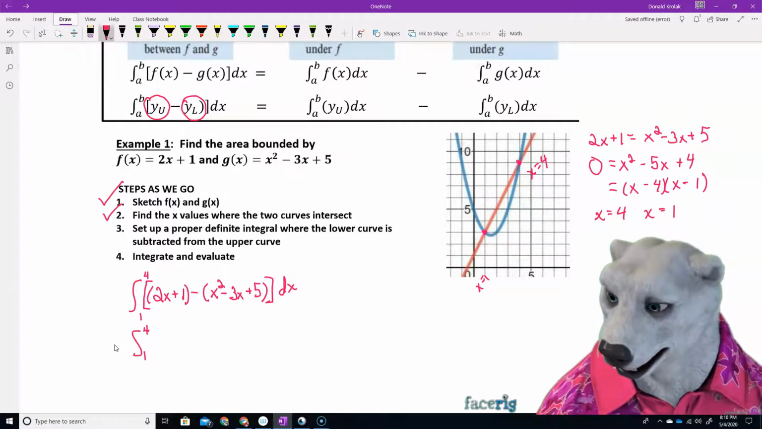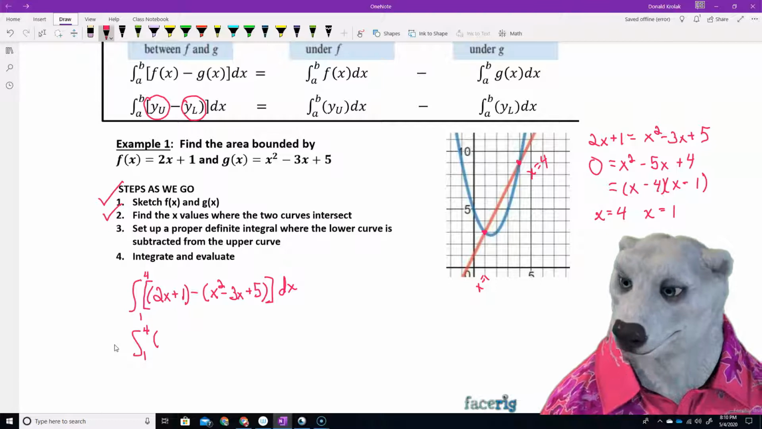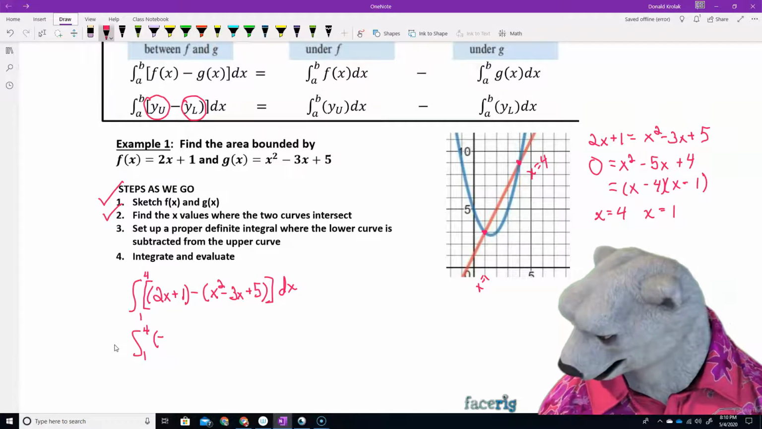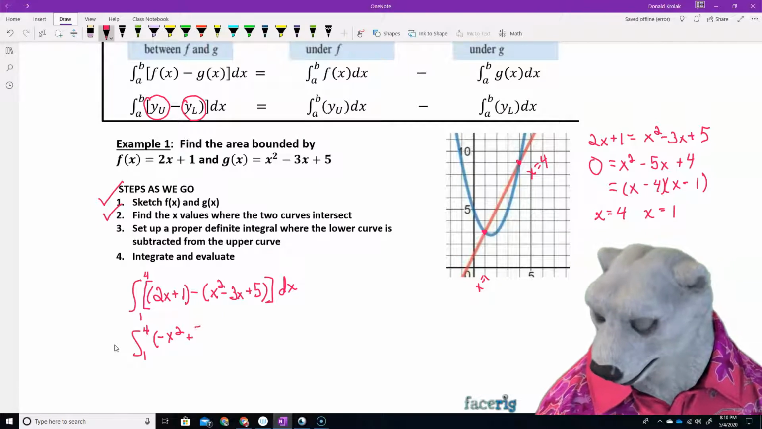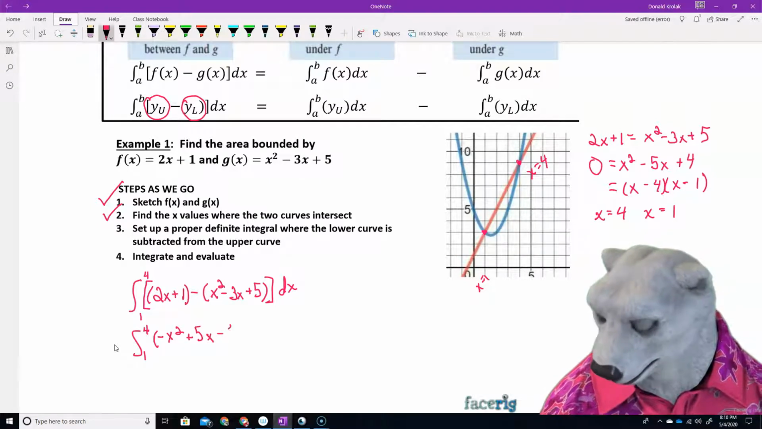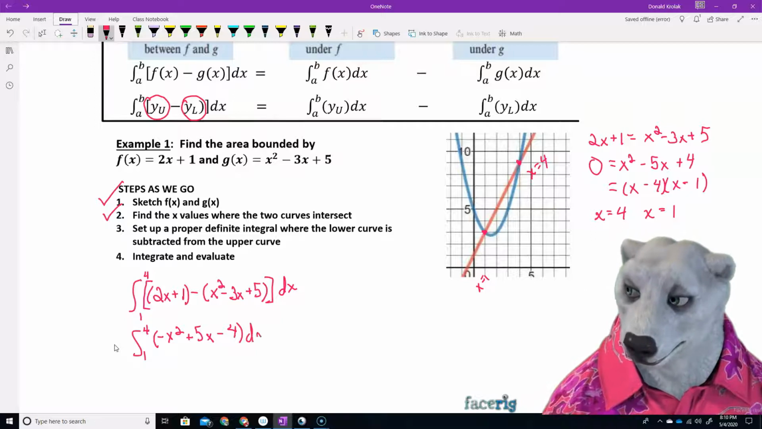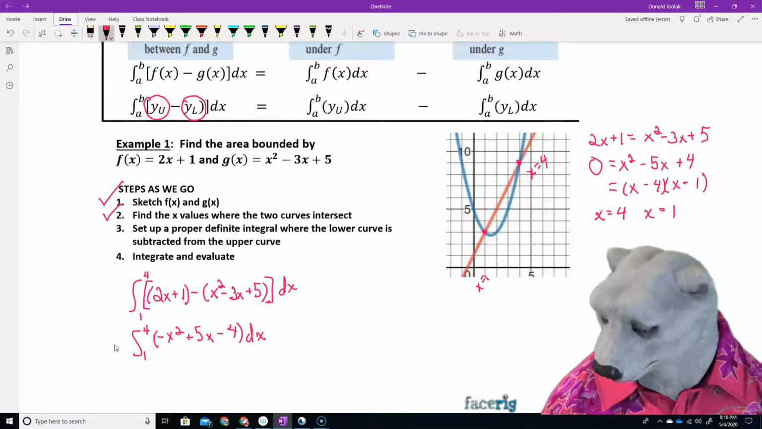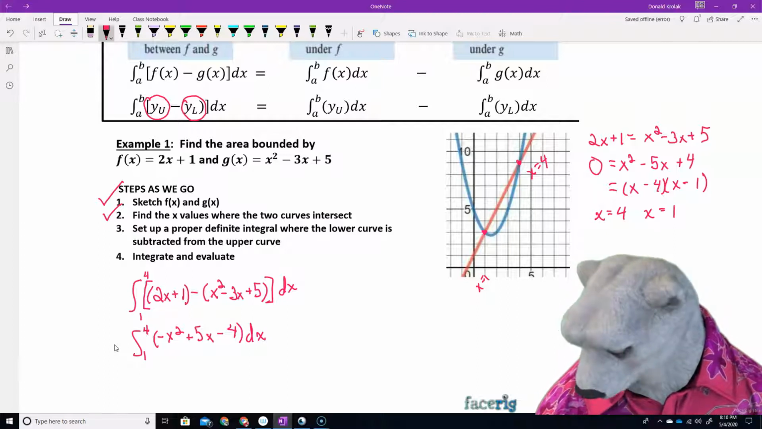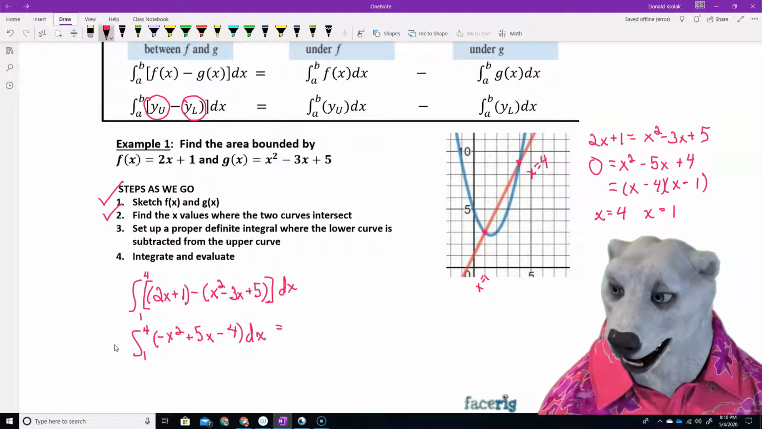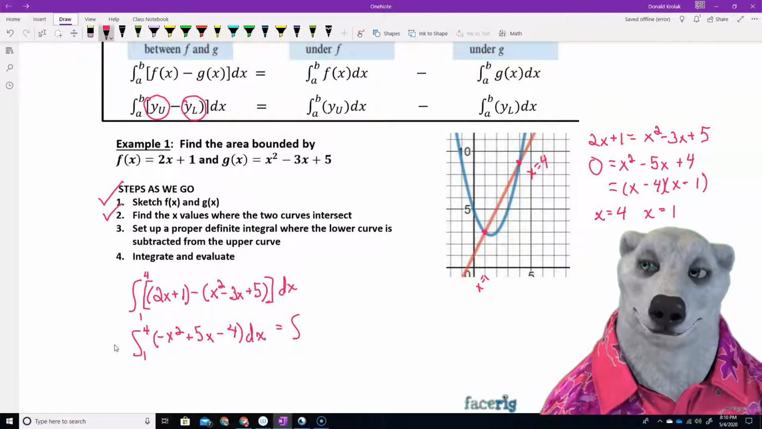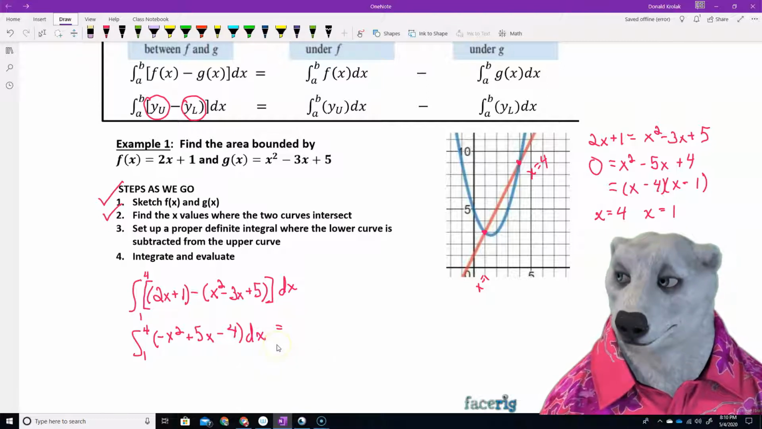Once I combine all these, I can just take the integral of that, or I can break it up into 3 integrals if I wanted. I'll just leave it as is. So now I take the antiderivative of each one.